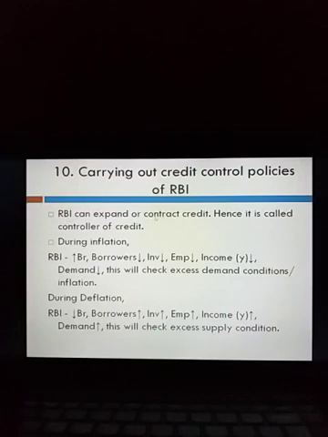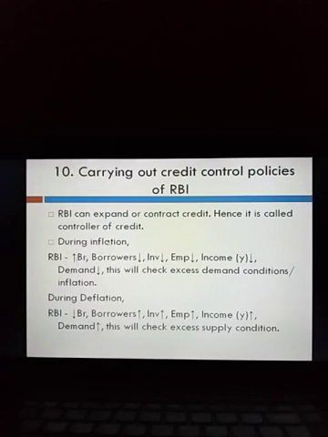So here you need to know the meaning of the term bank rate. Bank rate or bank rate policy refers to the rate at which RBI lends funds to other commercial banks. And RBI can either expand the credit or contract the credit depending upon the situations. For example, during inflation, RBI increases the rate of interest.